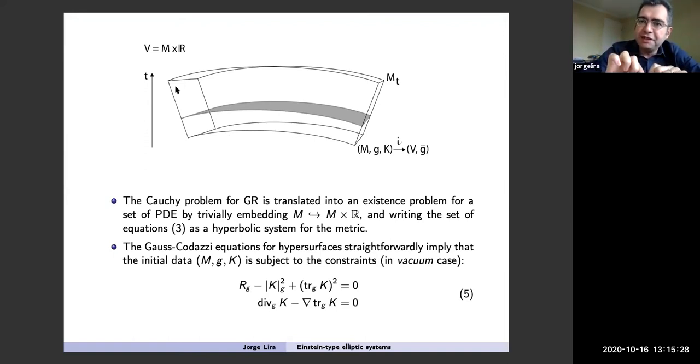M is that given initial abstract manifold. You have some abstract initial manifold M, which is Riemannian, no longer Lorentzian, it is Riemannian. In that initial manifold, you consider a metric, some initial metric, say G, and you consider some tensor, which is formally the second fundamental form. If you can build up this space-time and you can embed M into this space-time, then this formal tensor K will be the second fundamental form of the immersion.